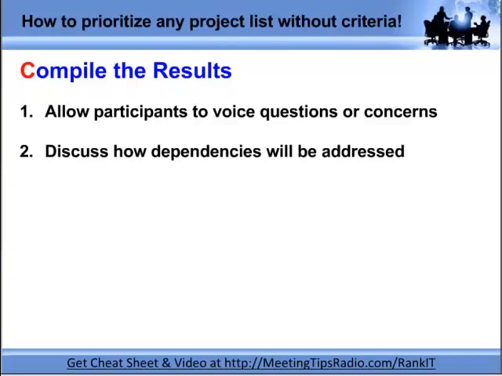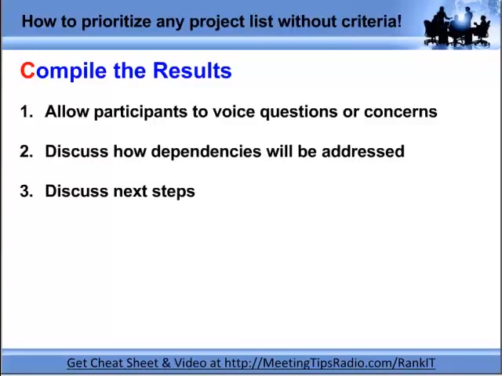So number 2, we're going to discuss how dependencies are going to be addressed. Right, so if we know projects 1, 2, and 3 have dependencies, which are projects number 400, 402, 404, now we can start to have a conversation about what do we do with those other ones. Do we really have to do those projects first before we can achieve these goals? But rather than sit in a room and argue for 3 days about the dependencies, we were able to determine the priorities, and now we can have a discussion about dependencies.